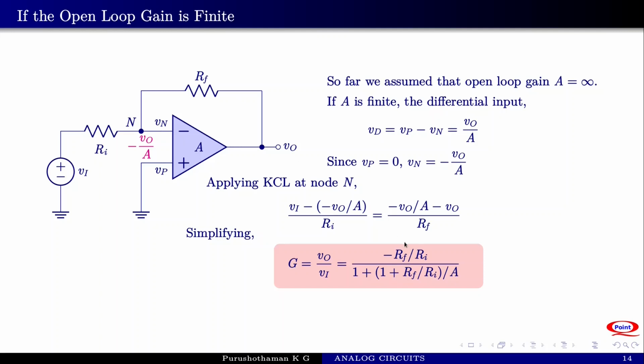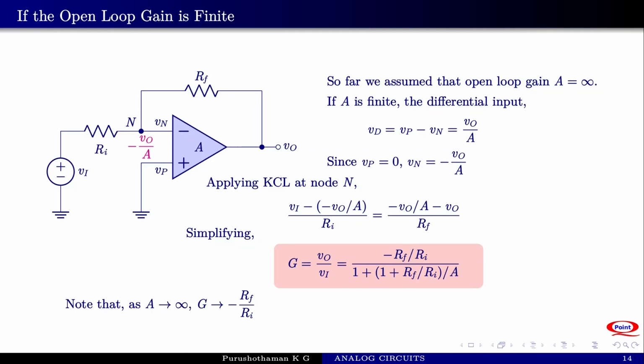In this expression, if A is tending to infinity or A is equal to infinity, the gain becomes minus Rf by Ri, because if A is infinity, the denominator becomes 1. That is the advantage of having very high gain. When we have very high gain, the expression for the gain is a simple one. Designing an amplifier is a very simple task.